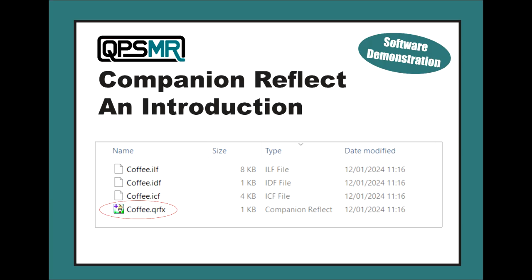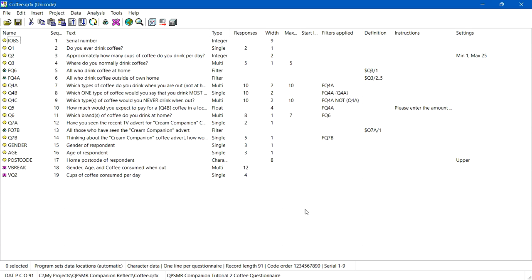QPSMR Companion Reflect project files consist of 3 intermediate files, ICF, IDF and ILF, and the main questionnaire definitions file, QRFX. Sometimes your supplier will also include a table setup file with the suffix QTF, containing the tables they originally created for the project. To open the project, simply double-click the QRFX file. At the main window, we can see the entries that were included in this very simple example survey.